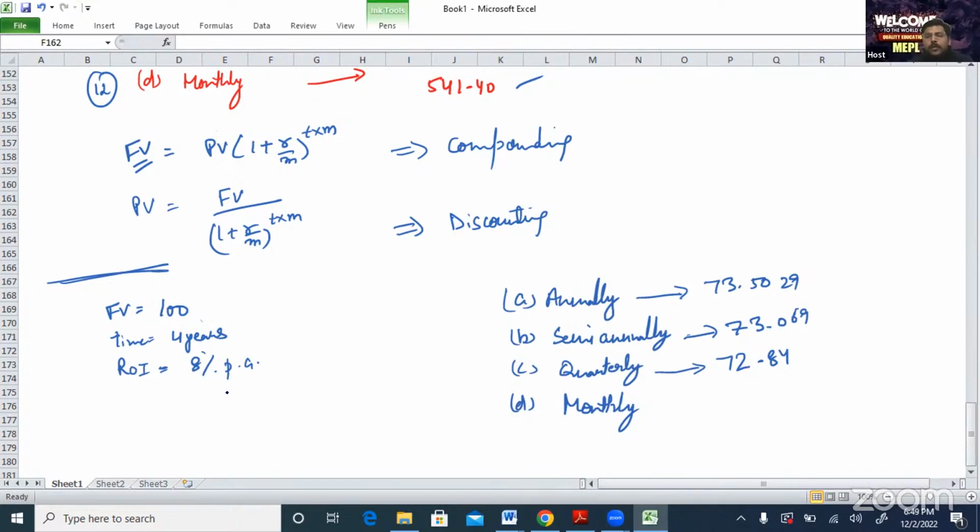Okay. Now, if we talk about the monthly one, again time is my 4 years. There are 12 months in a year, so 48 will be my time period, that is N. Then 8 divided by 12, that will become my I/Y. So 8 divided by 12 equals, and then press I/Y. 100 is my future value, compute for present value.